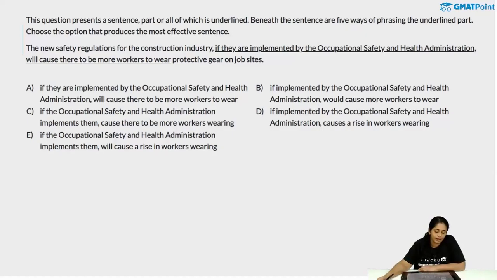In this particular sentence correction question, we have to find out the right way of phrasing the underlined sentence. So let's take a look at the sentence first. The new safety regulations for the construction industry, if they are implemented by the Occupational Safety and Health Administration, will cause there to be more workers to wear protective gear on job sites.